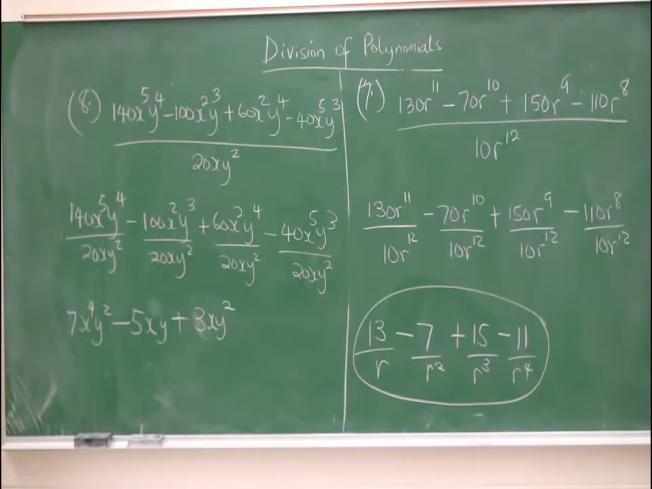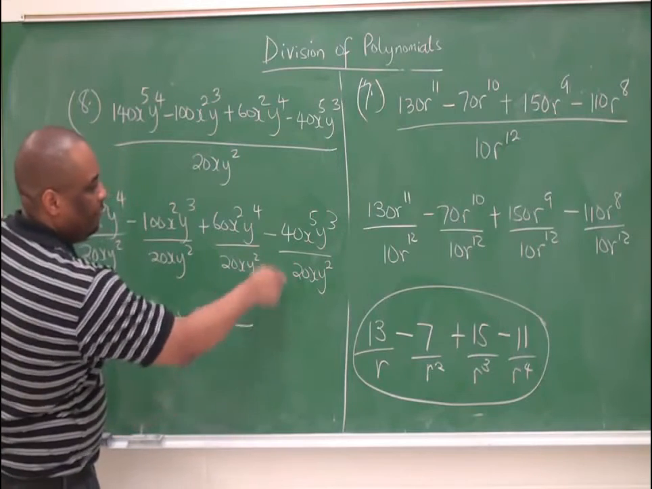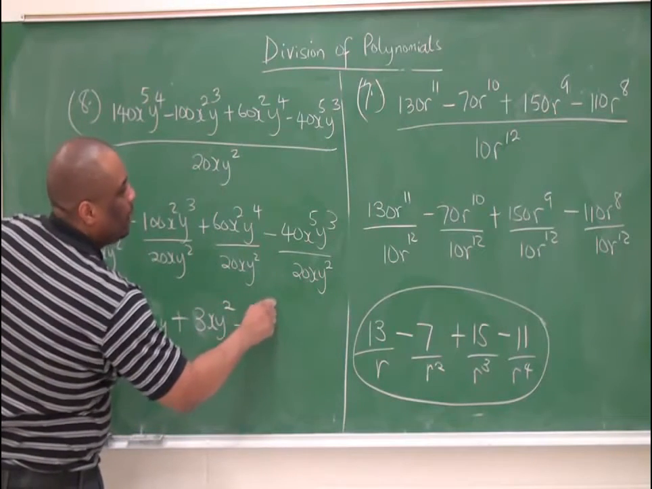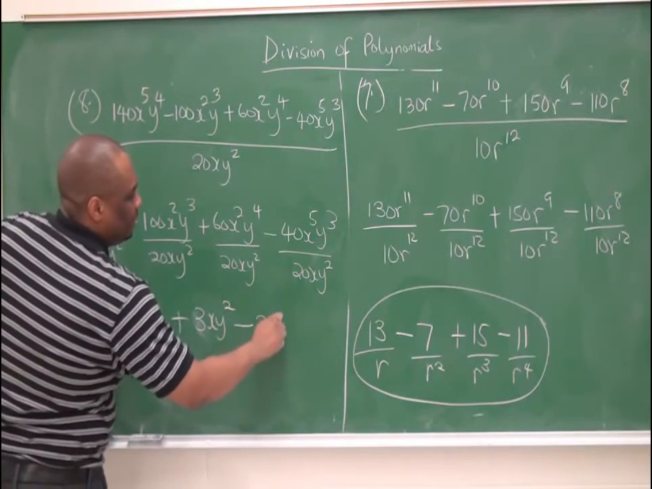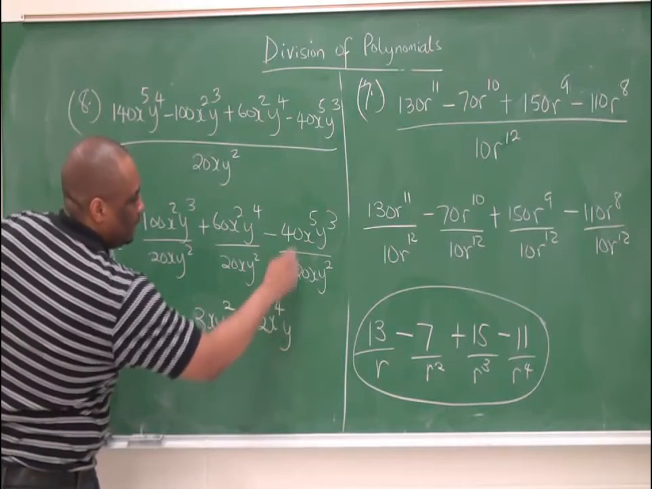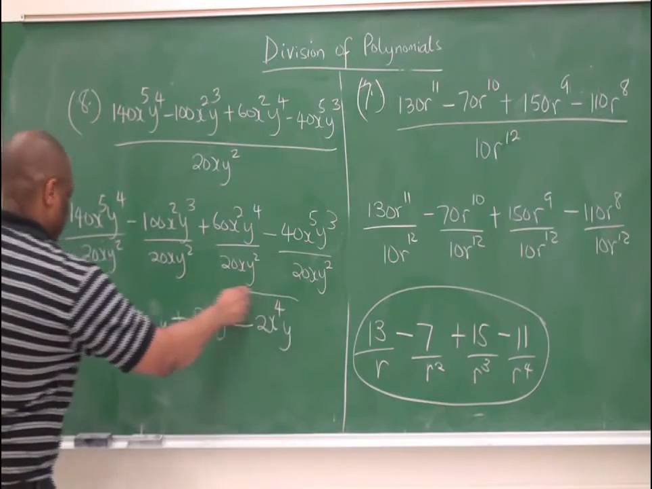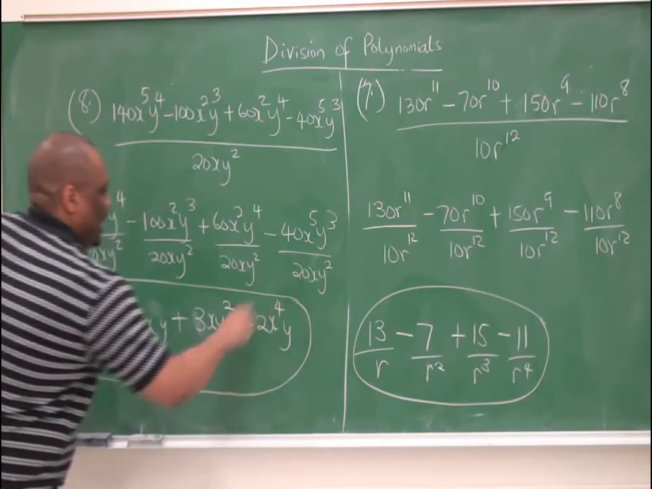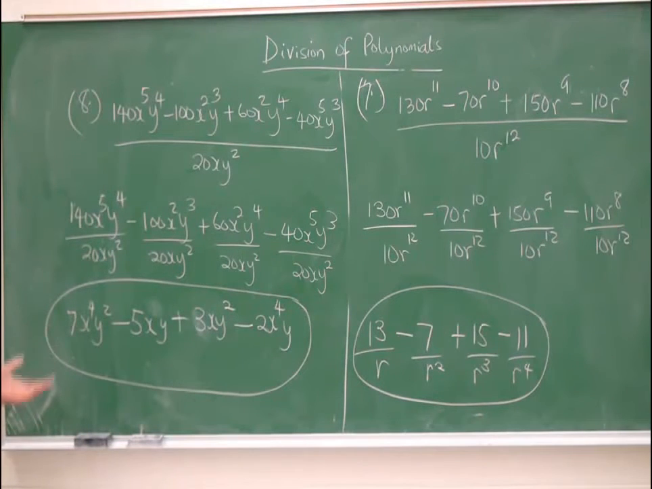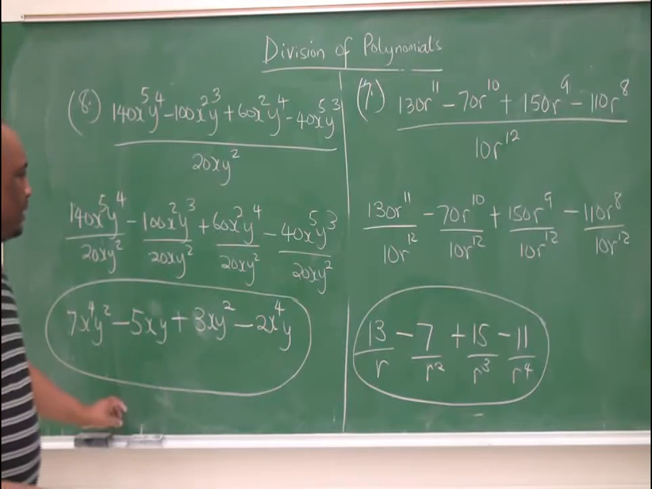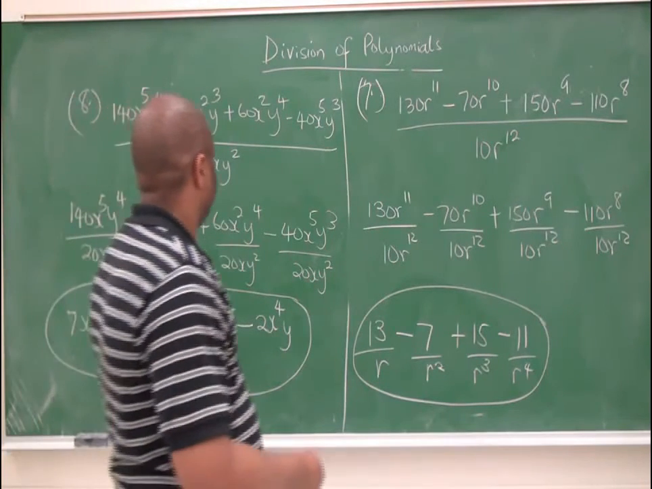Now when you're doing this, you have to be very careful. Then minus 40 divided by 20 is 2. X^5, 5 minus 1 is 4. Then y, 3 minus 2 is 1. This becomes your answer. And after doing it, you might want to look at it again to make sure that you're right, so you don't make mistakes. So you take some time and check it to make sure that it's correct.